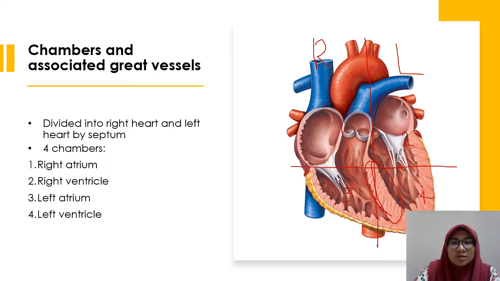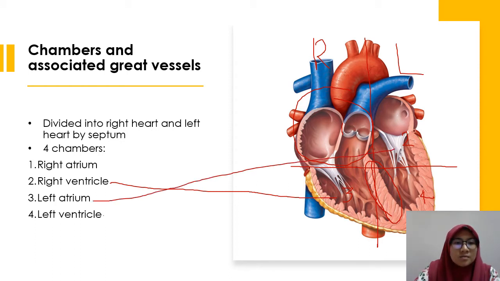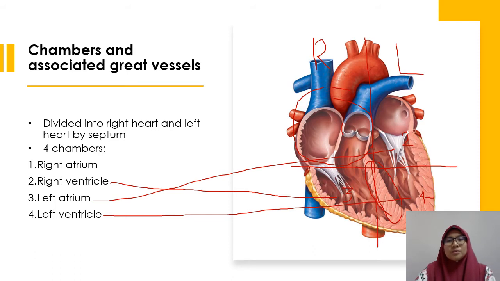Right atrium. This is right atrium. This is right ventricle. Left atrium, left ventricle. So tadi dah bahagi kepada 4 kan. Kiri dan kanan, and then you bahagi pula kepada 4 chambers, atas bawah setiap bahagian. Senang je. Right atrium yang di atas, right ventricle yang di bawah, left atrium kiri atas, left ventricle kiri bawah.